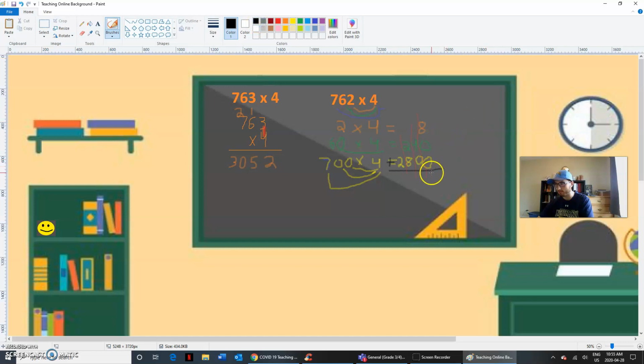8 plus 0 in the ones is 8 ones. We've got 4 tens plus 0 tens is 4. 2 tens plus 8 tens is 10. Tens are also, or hundreds, also 1,000. So 2 plus 8 is 0, carry the 1. So 1,000 plus 2,000 is 3,000.